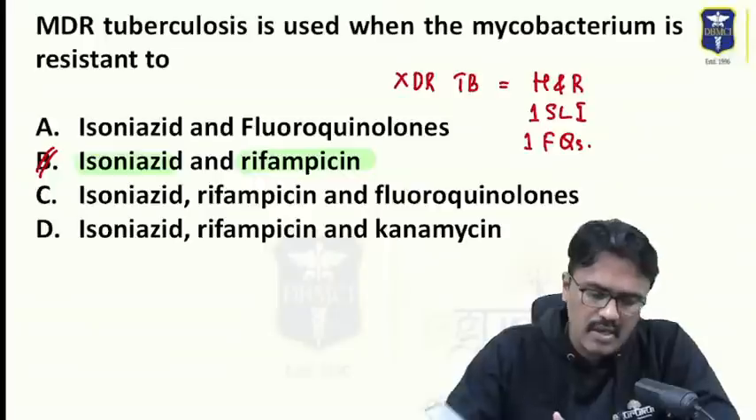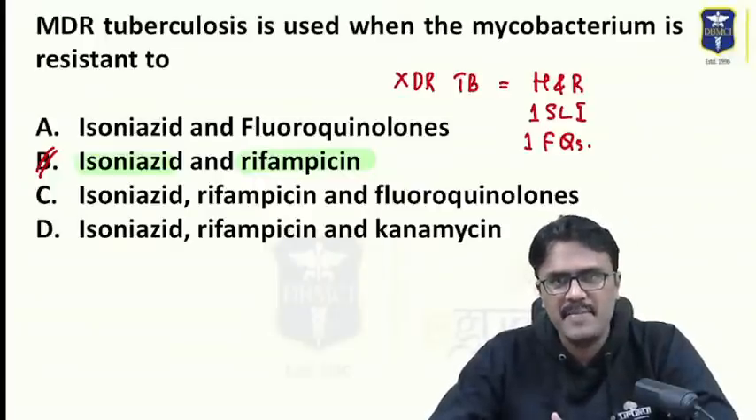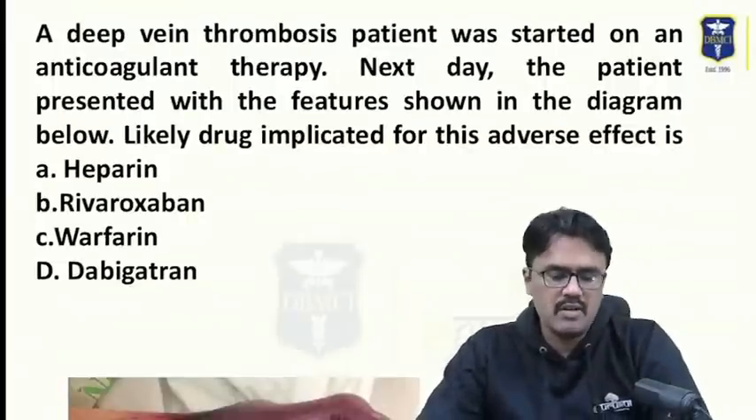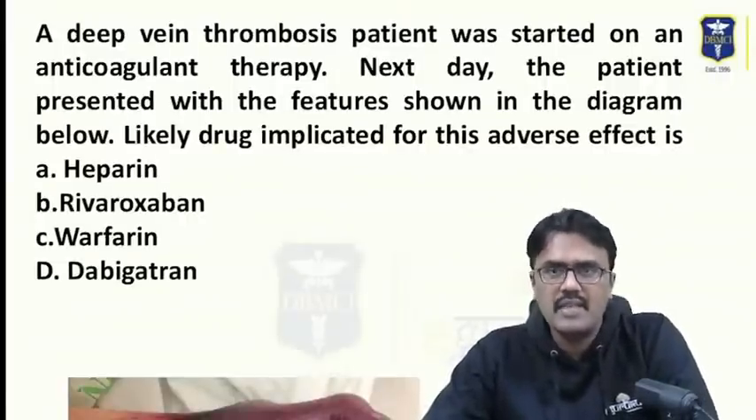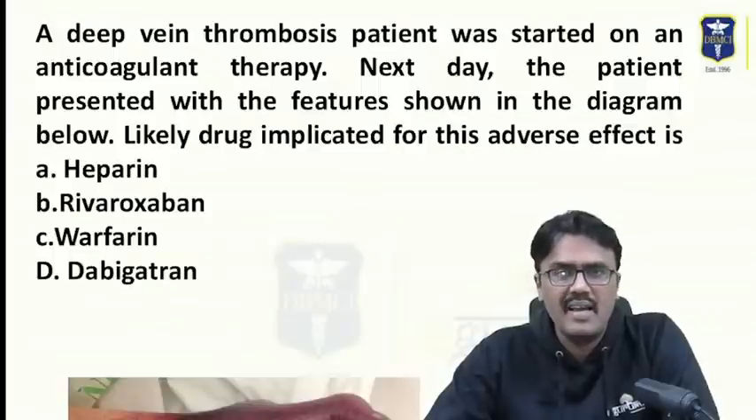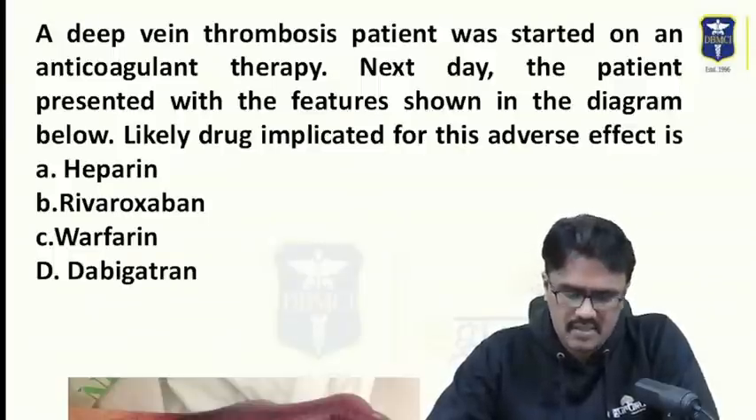The answer is B, isoniazid and rifampicin. So no controversies in that. A deep vein thrombosis patient was started on an anticoagulant therapy. Next day, the patient presents with the features shown in the diagram below. Likely drug implicated for the adverse effect is?